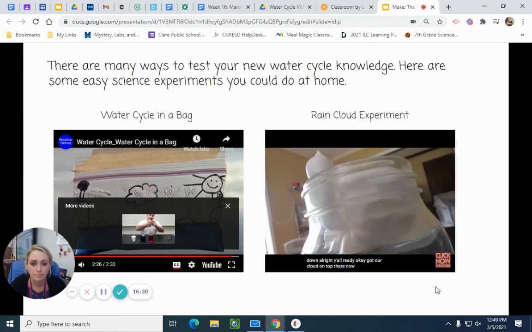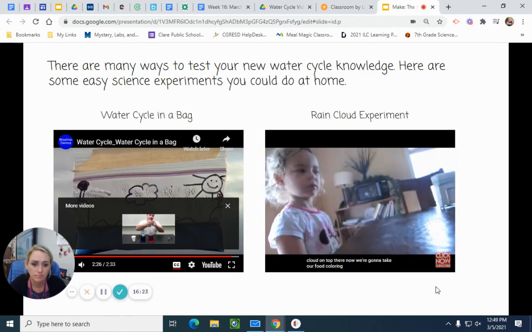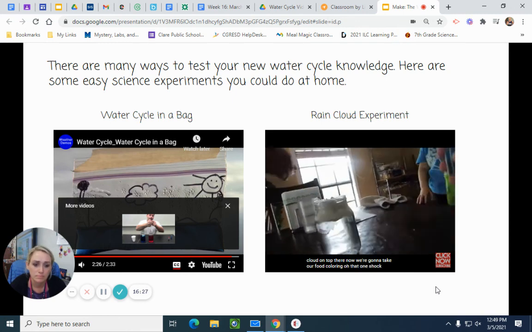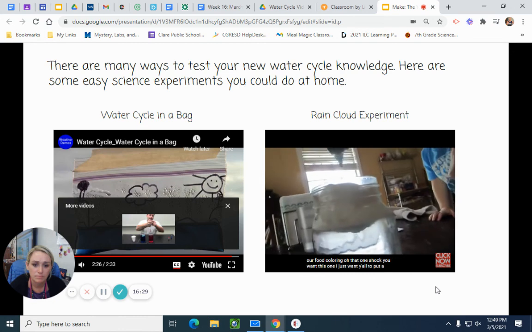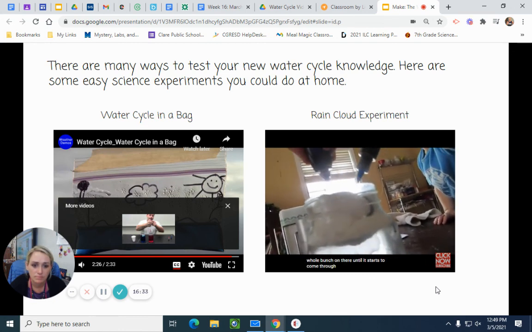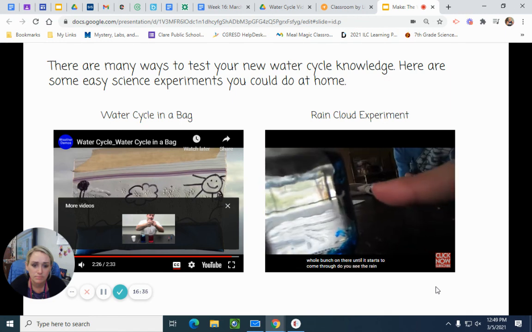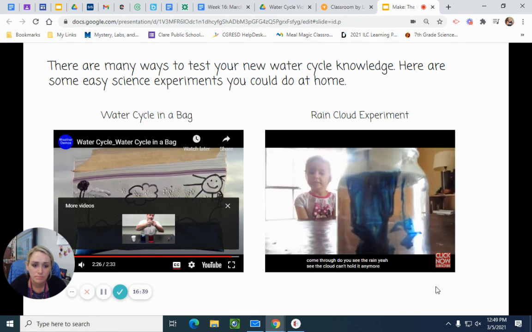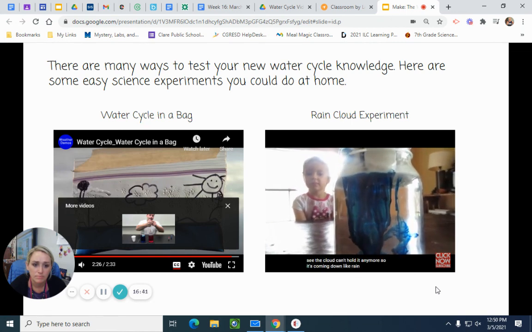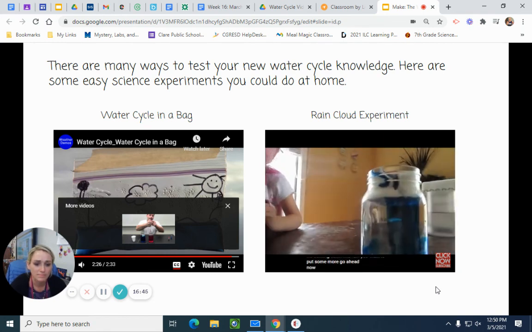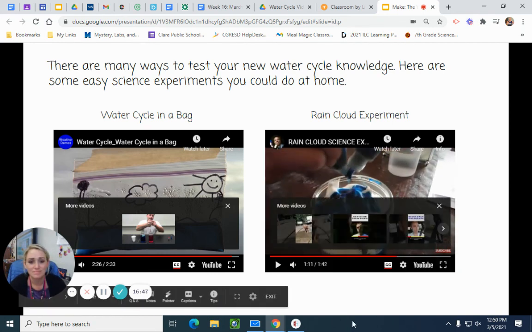Got our cloud on top there. Now we're going to take our food coloring. Do you want this one? I just want y'all to put a whole bunch on there until it starts to come through. Do you see the rain? Yeah. See, the cloud can't hold it anymore, so it's coming down like rain. Do you want to put some more? Go ahead. Y'all are the rainmakers.